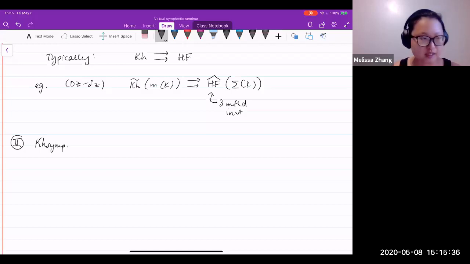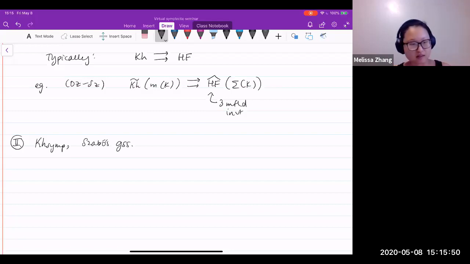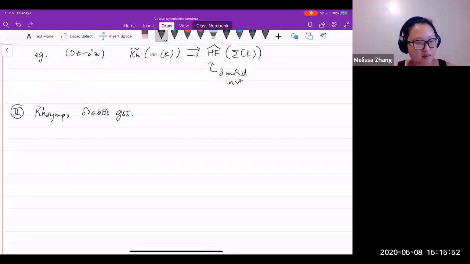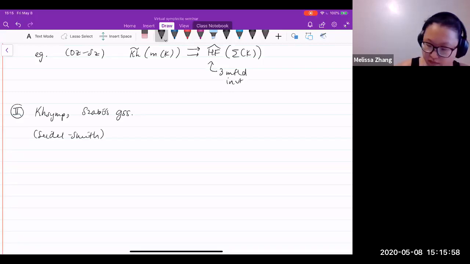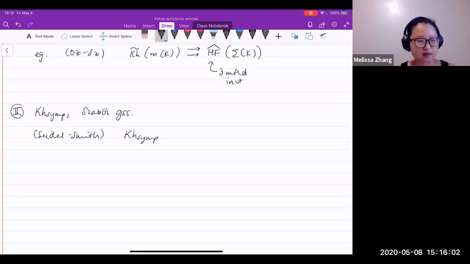So I know I gave a different title when I was giving you the outline of the talk, but this section is going to be about symplectic Khovanov homology, and then Szabó's geometric spectral sequence, and then the perturbation. So Seidel and Smith defined an object called symplectic Khovanov homology.